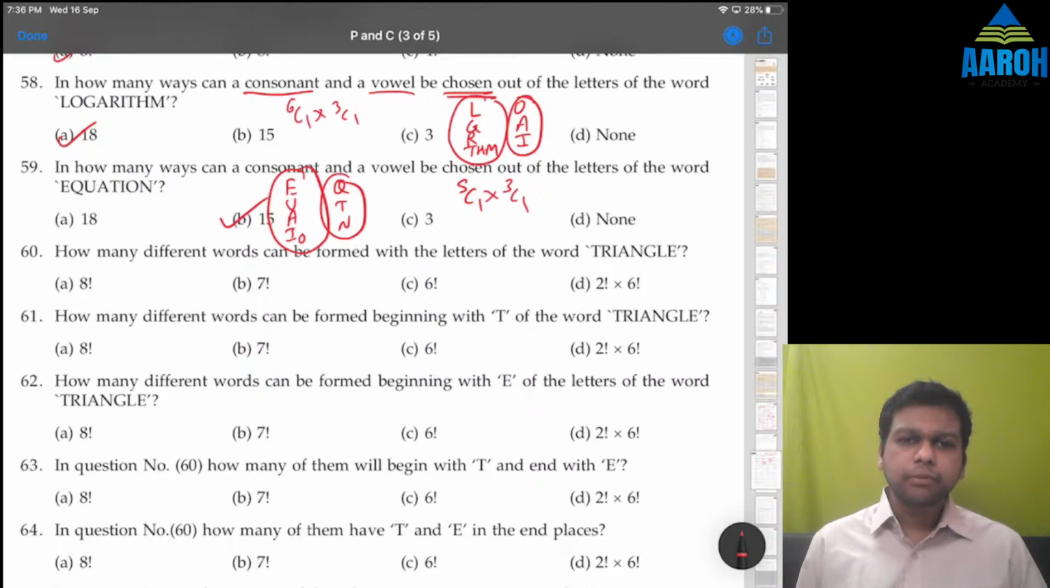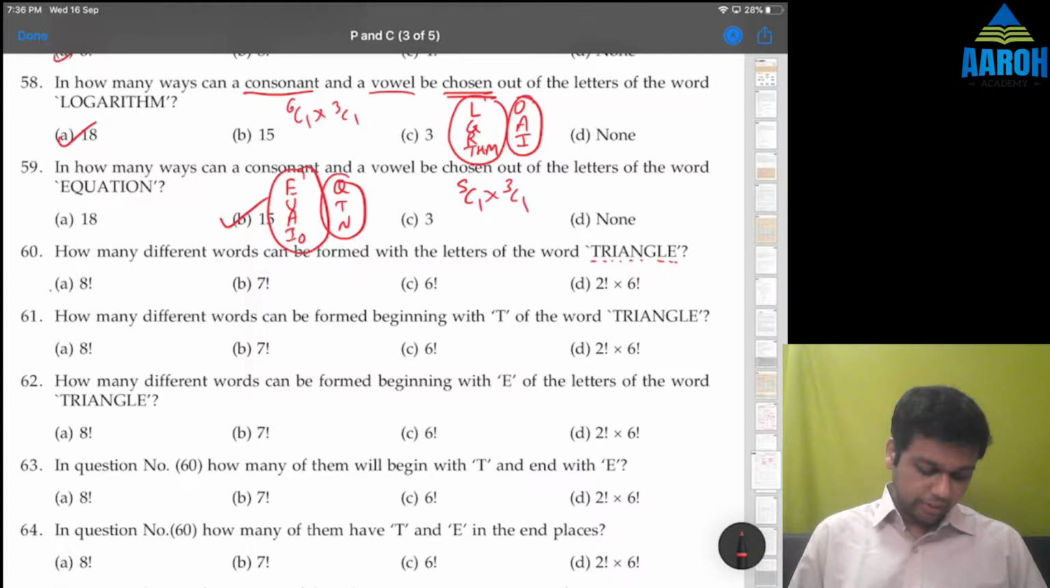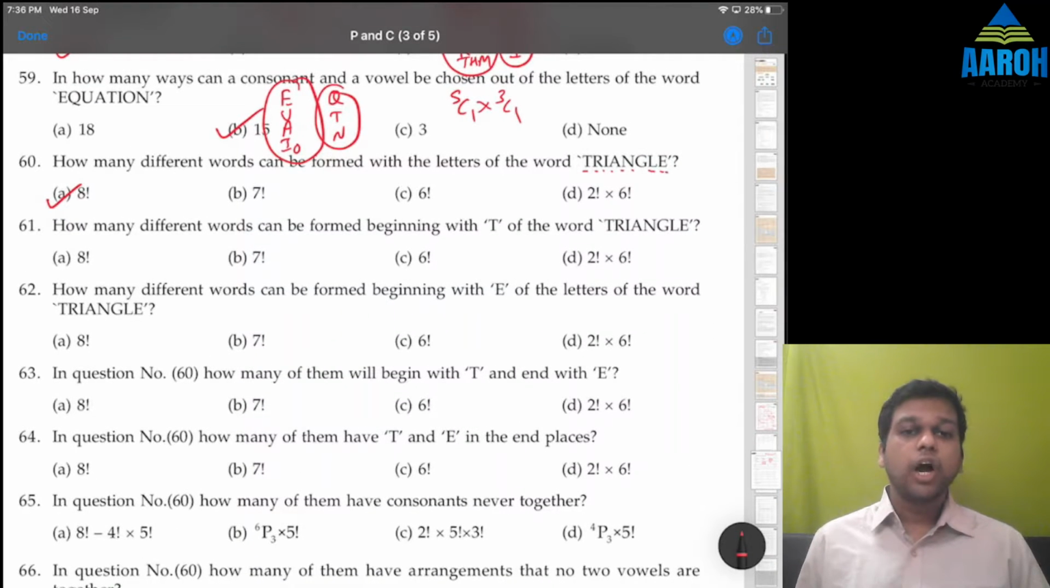How many different words can be formed with the letters of the word triangle? Is there any repetition? Triangle, no repetition. So 8 letters, 8 factorial. That is easy. How many different words can be formed beginning with T? So if T is fixed, that means 7 letters are remaining. So 7 factorial is the correct answer.